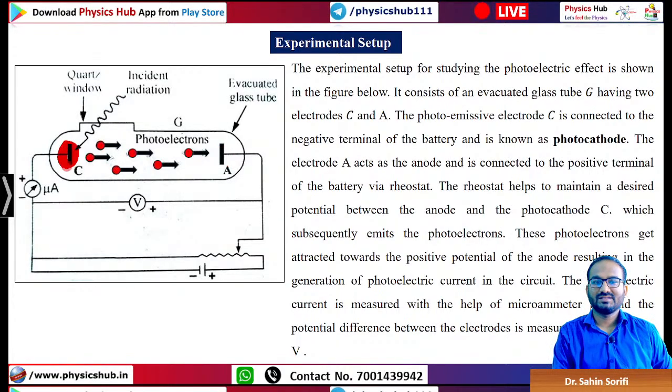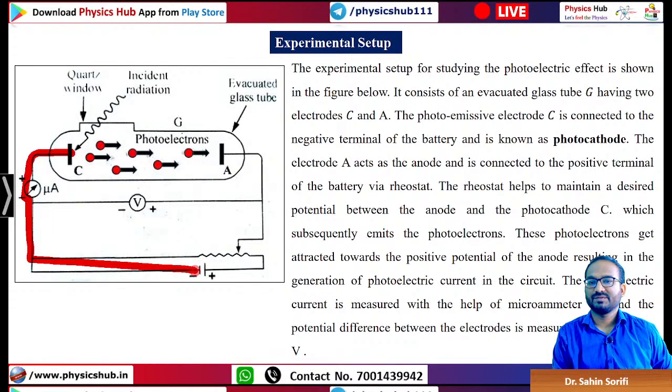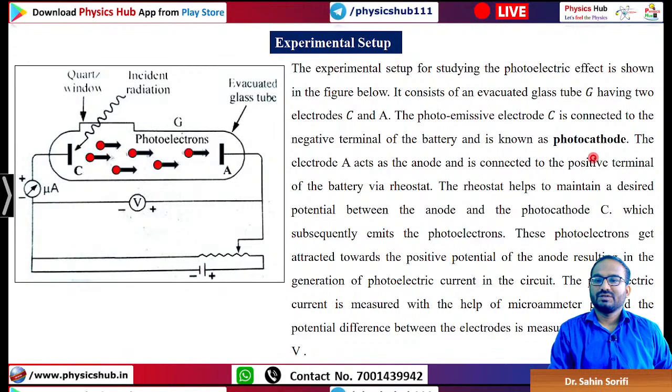Cathode means it will eject electrons. So it is basically the metal surface which we are talking about. The photoemissive electrode C is connected to the negative terminal. Okay, negative terminal, and it is known as the photocathode.